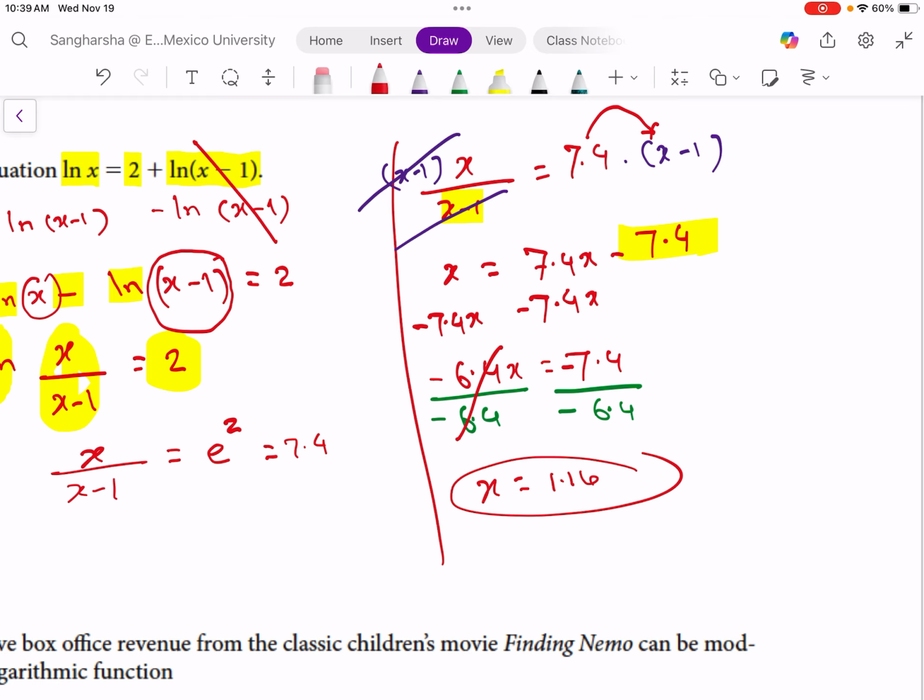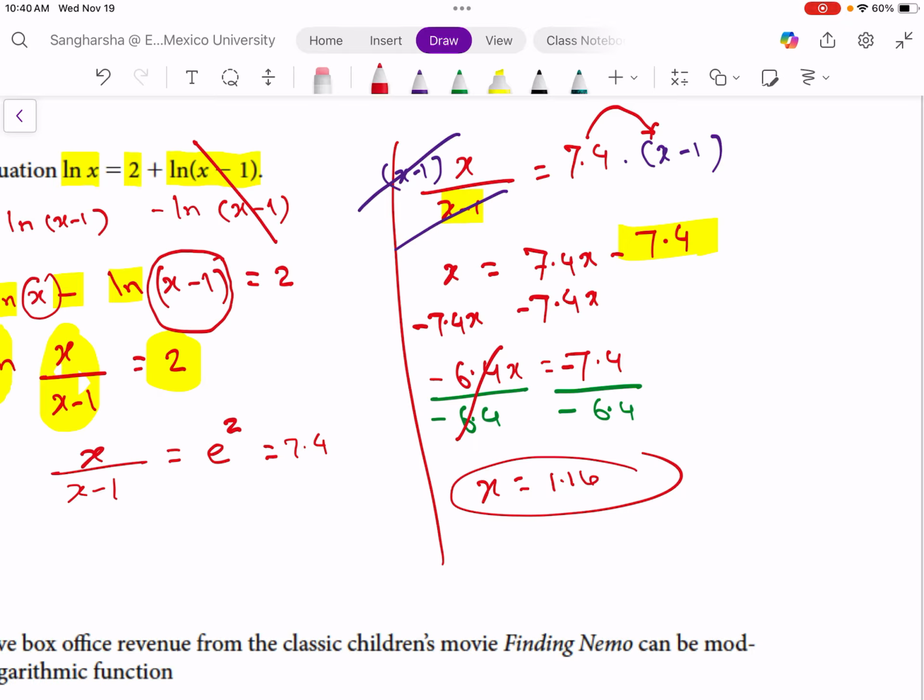Whenever you have a log expression, you always need to collect the log expressions on one side, then rewrite the log equation as an exponential equation, then simplify from there, okay? Any questions on this example here?